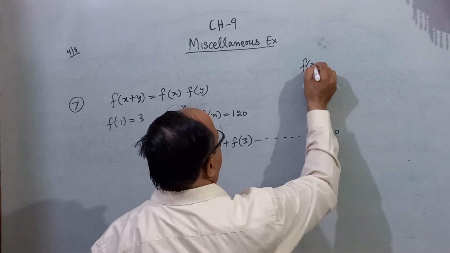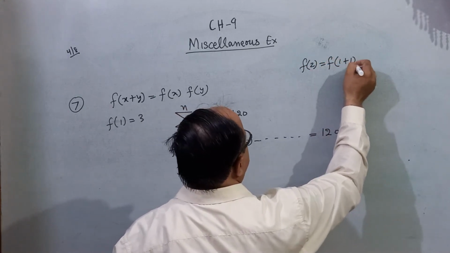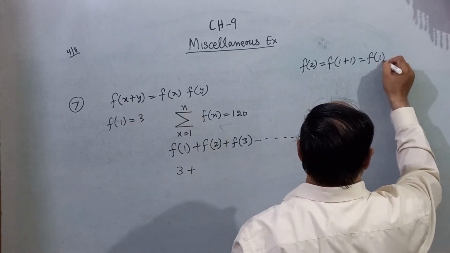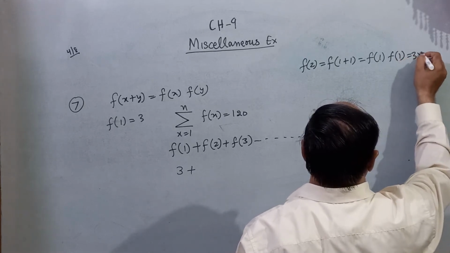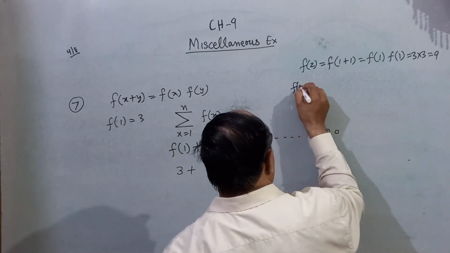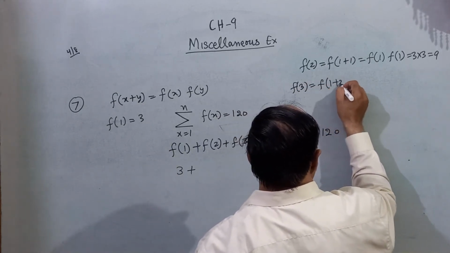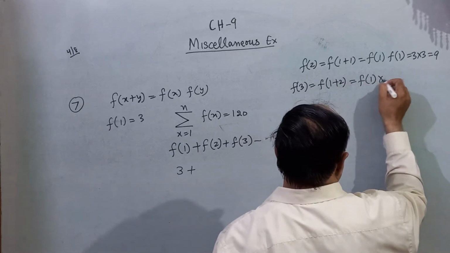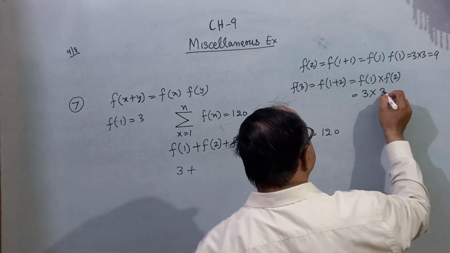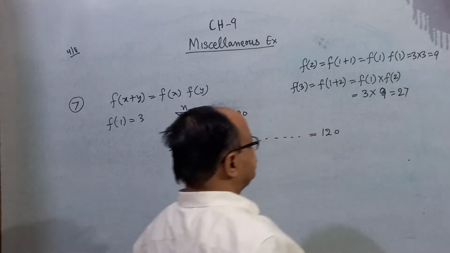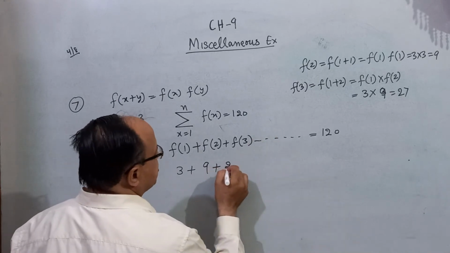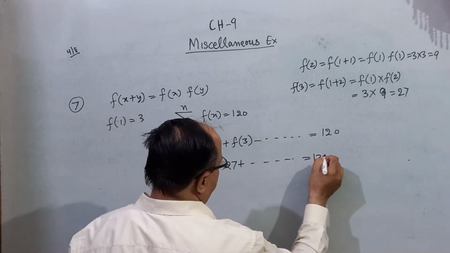f(2) you can write as f(1+1). And according to this formula, f(1+1) means f(1) into f(1), that is 3 into 3, 9, because f(1) is given as 3. Similarly, you can find f(3). f(3) you can write as f(1+2), that is f(1) into f(2). The value of f(1) is 3 and f(2) is 9. 9 times 3 is 27. Now just put the value of f(2) as 9 and f(3) as 27, then it is 120.